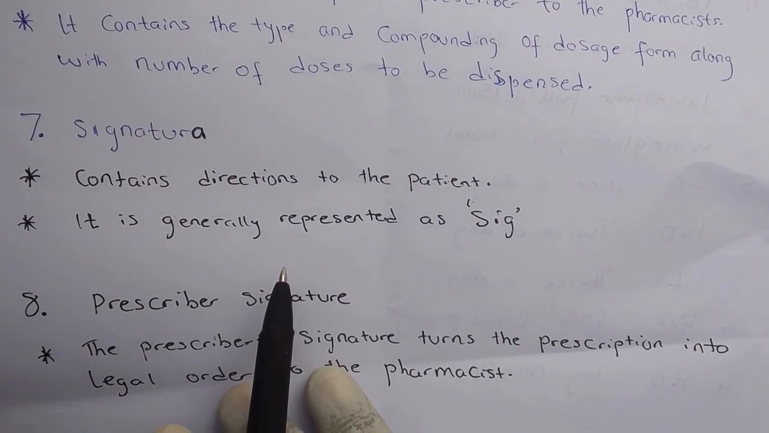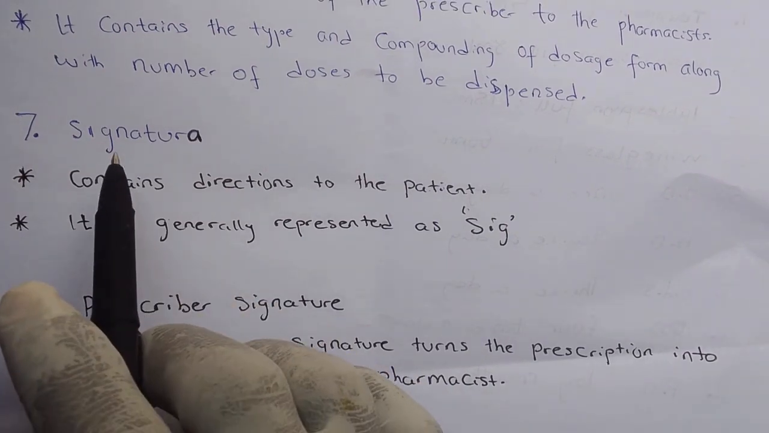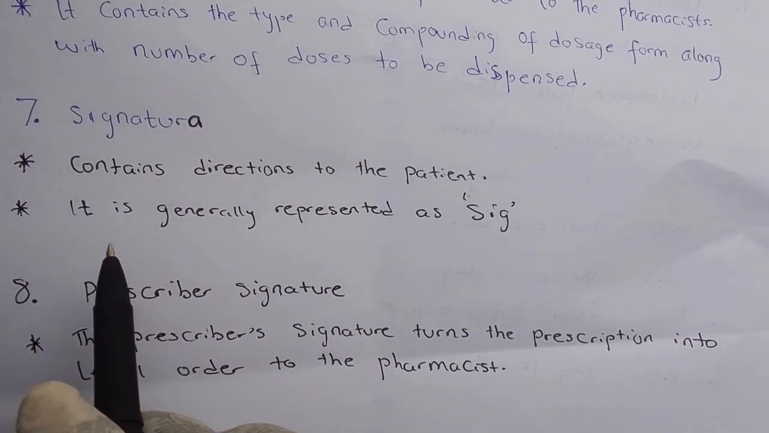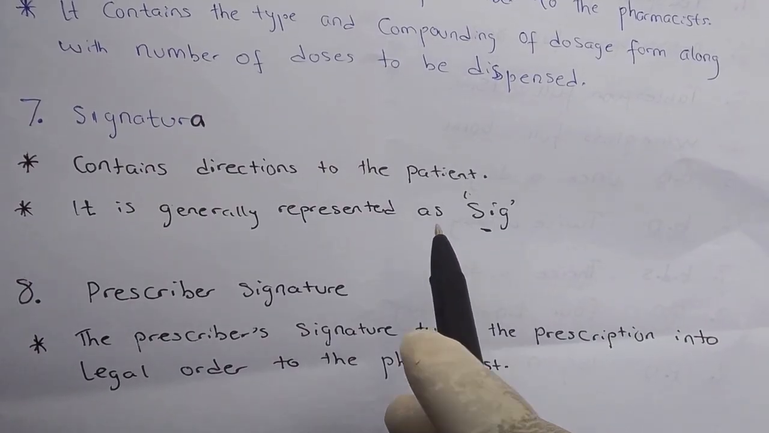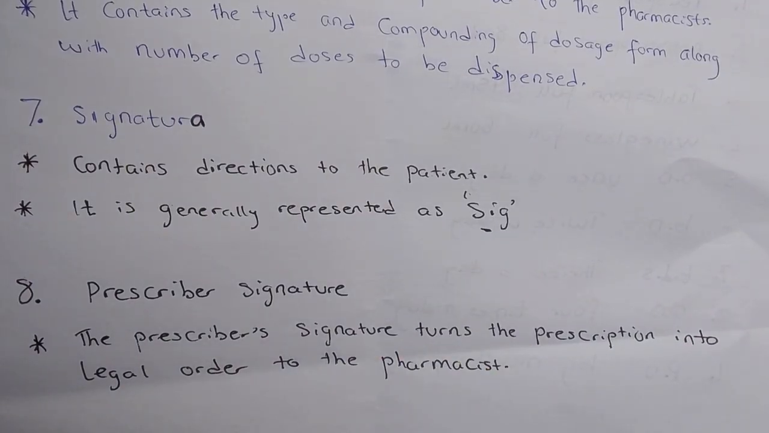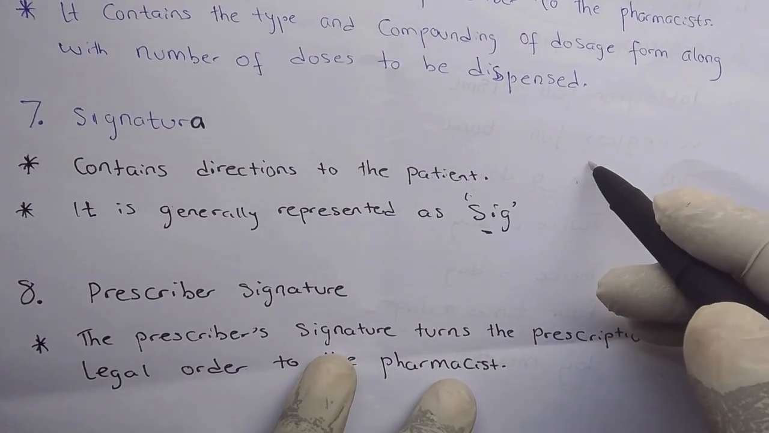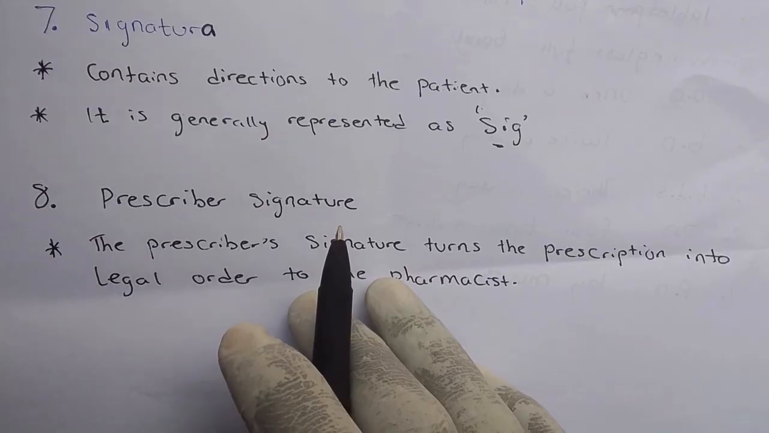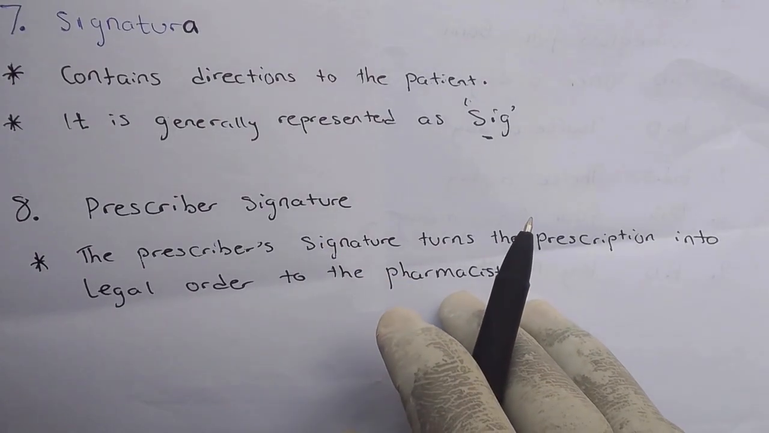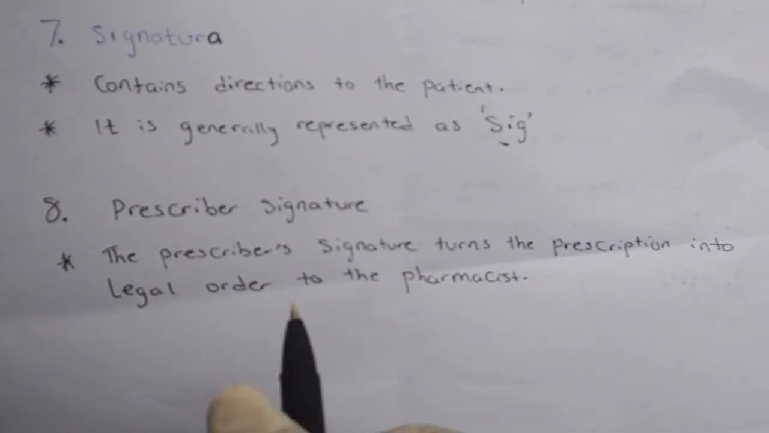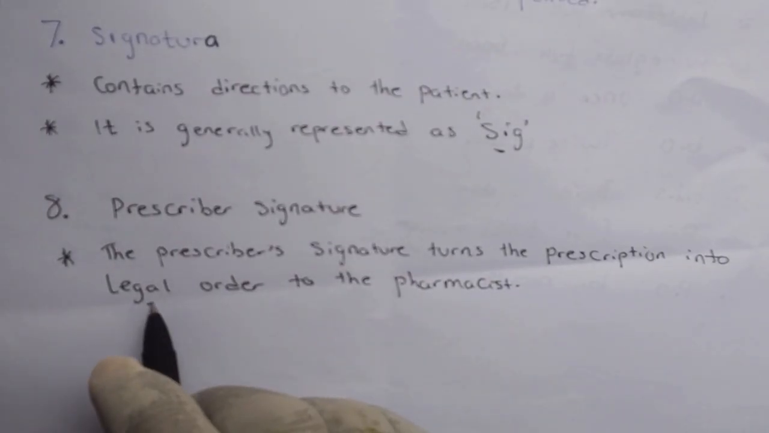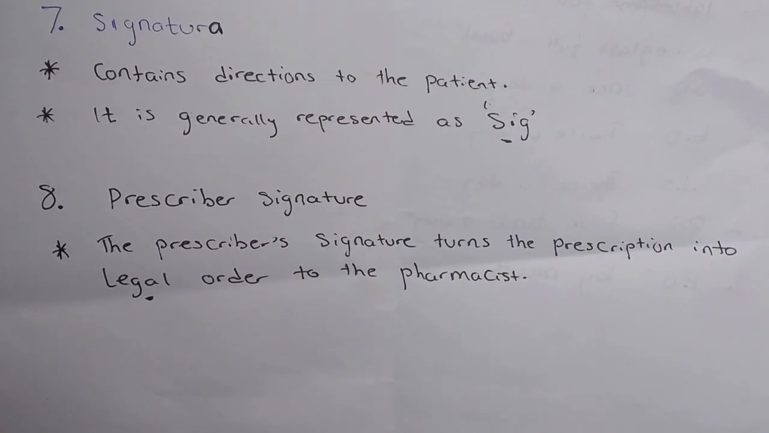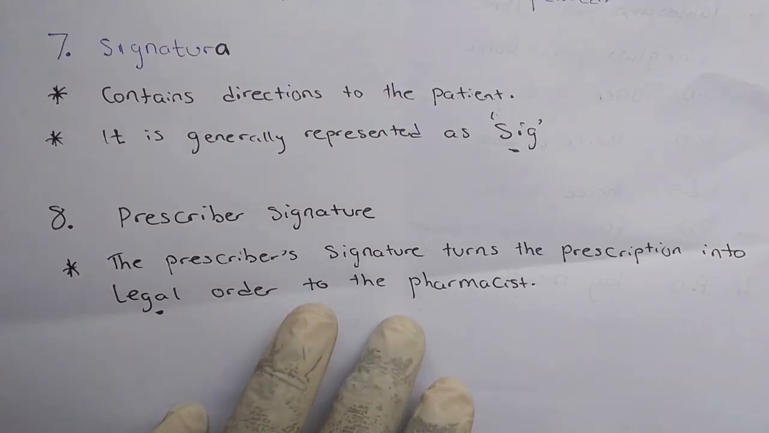7. Signa. This part of the prescription contains direction to the patient regarding the administration of the drugs. It is generally represented as sig on the prescription. The instructions may include the quantity to be taken, the frequency of administration, the mode of administration, special instructions. 8. Prescriber signature. The signature and registration number of the prescriber turns the prescription into a legal and authentic order to the pharmacist. This helps in preventing the use of spurious drugs. Registration number is of utmost importance in prescriptions containing narcotic drugs.